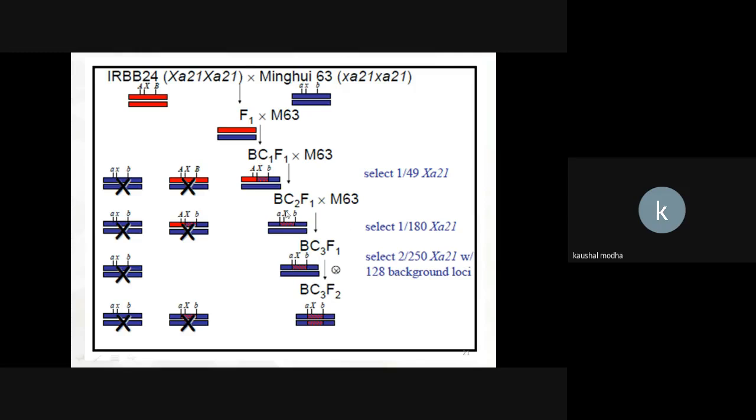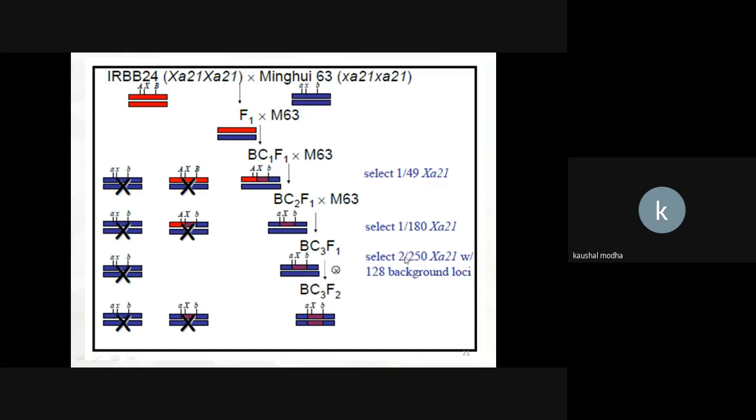Now again we backcross this backcross 2 progeny, selected backcross 2 progeny, this one only with recurrent parent. So ultimately we'll be selecting the same individuals, small a, small b. Here also we apply foreground selection and we apply background selection to identify the individuals with maximum recovery from recurrent parent. And then we carry out selfing.